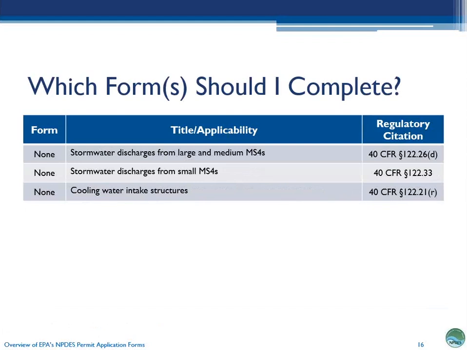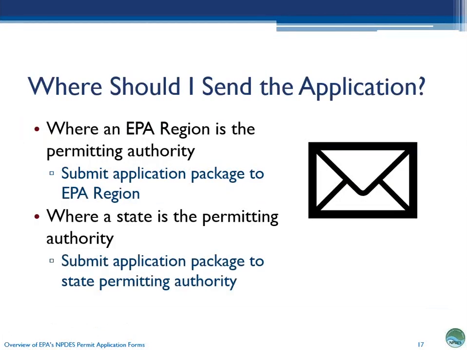Similarly, there are application requirements for cooling water intake structures, but no associated application form. Once you have completed the appropriate application forms, you must submit your application package. If you're located in a jurisdiction in which an EPA regional office is the permitting authority, submit your application package to the EPA region. If you're located in a jurisdiction in which a state or territory is the permitting authority, submit your application package to the state or territory.